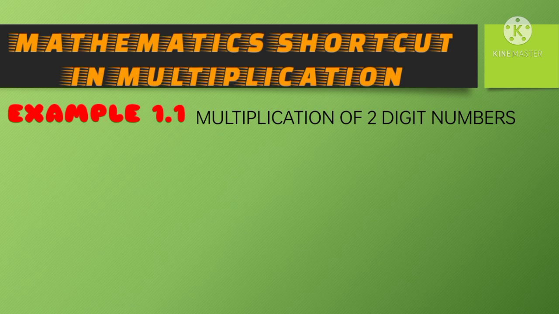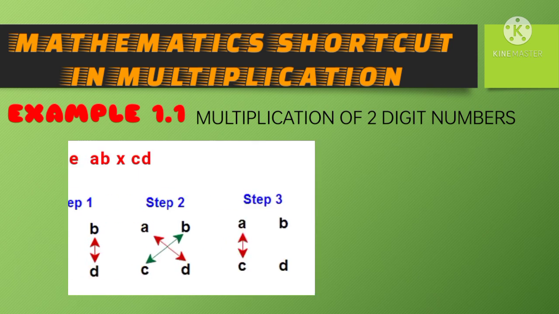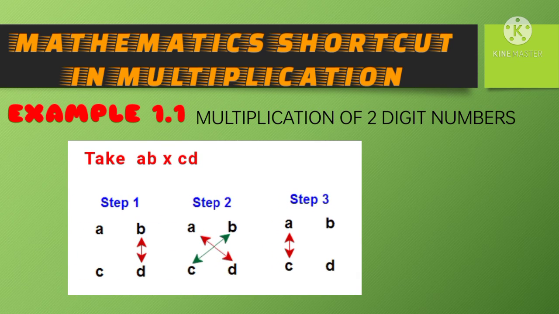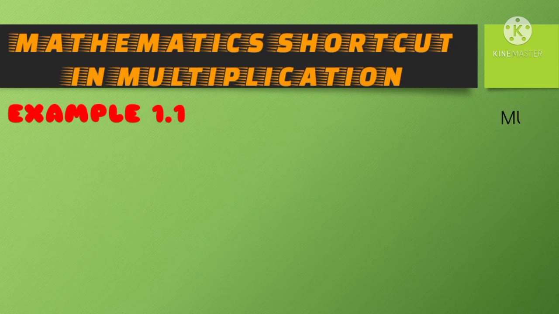Mathematics shortcut in multiplication. For example, multiplication of 2-digit numbers. Take AB times CD. We have 3 steps. Step 1, B times D. Step 2, A times D plus B times C. Step 3, A times C. In step 1 and step 2, if the product is a 2-digit number, we take the ones place to be the first part of the answer, and the other digit will be the carryover.